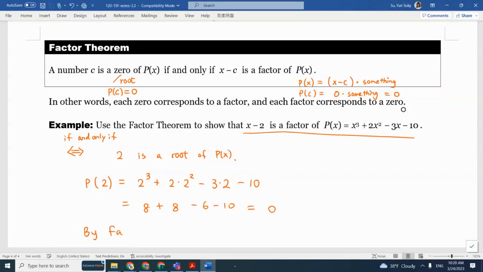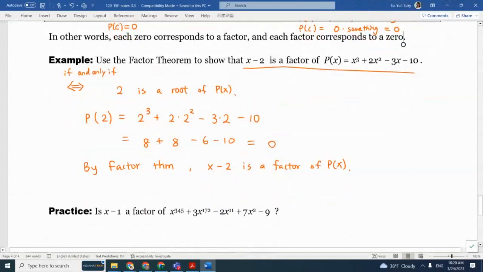Okay, so we can say by the factor theorem. Can I use THM for theorem? Yes, thank you. So then x minus 2 is a factor of P of X. It needs to equal 0. If it's not 0, then it's not a factor. Right. So far, so good, everybody?